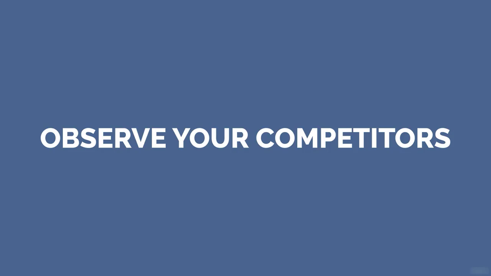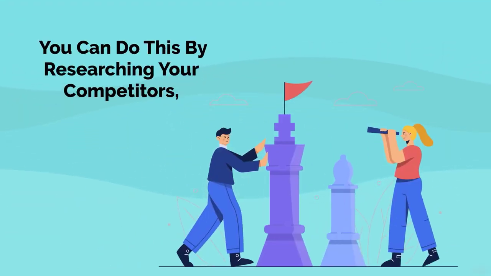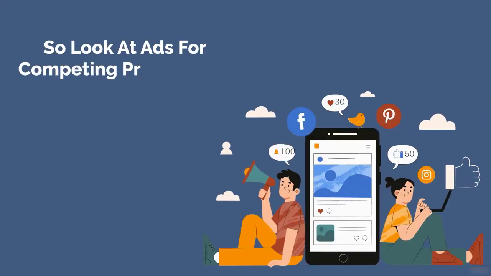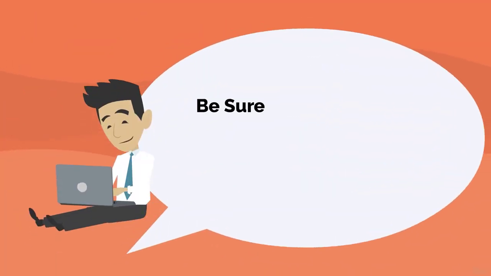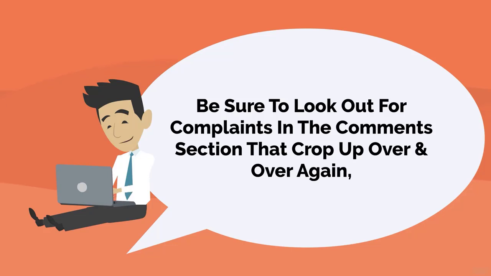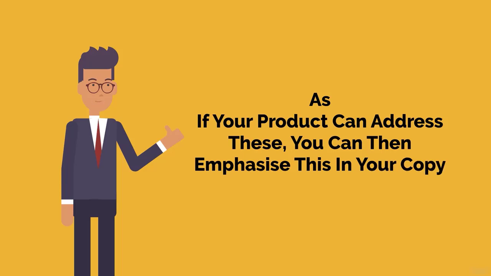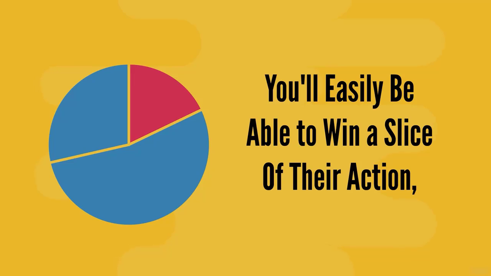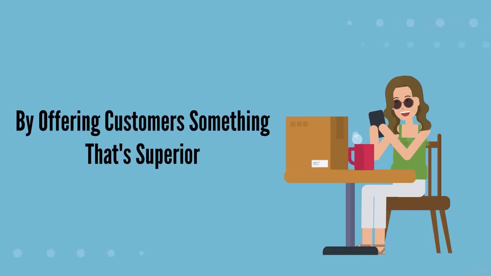Observe your competitors. When you're on social, notice what works for competitors and what doesn't. You can do this by researching your competitors. So look at ads for competing products on Facebook, Twitter, or Instagram. Be sure to look out for complaints in the comment section that crop up over and over again, as if your product can address these, you can then emphasize this in your copy. You'll easily be able to win a slice of their action if your product can plug the holes in your rival's product or service by offering customers something that's superior.